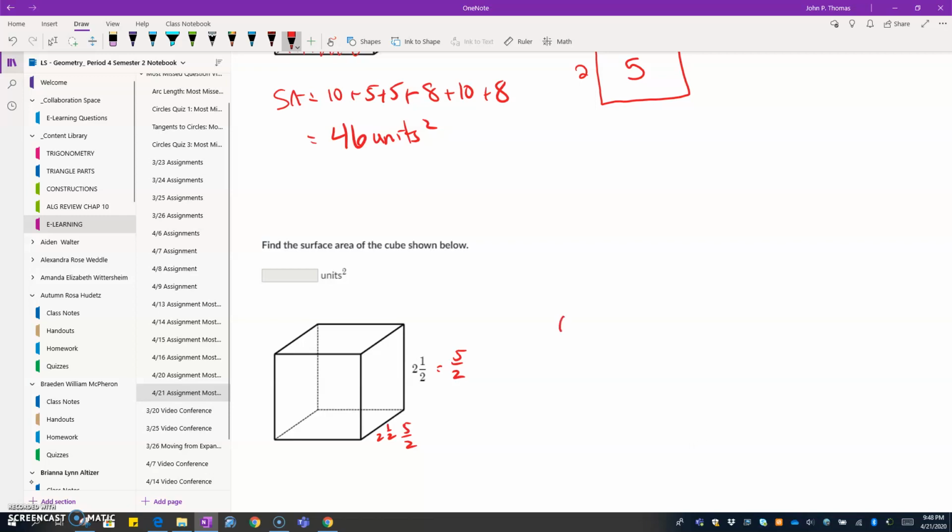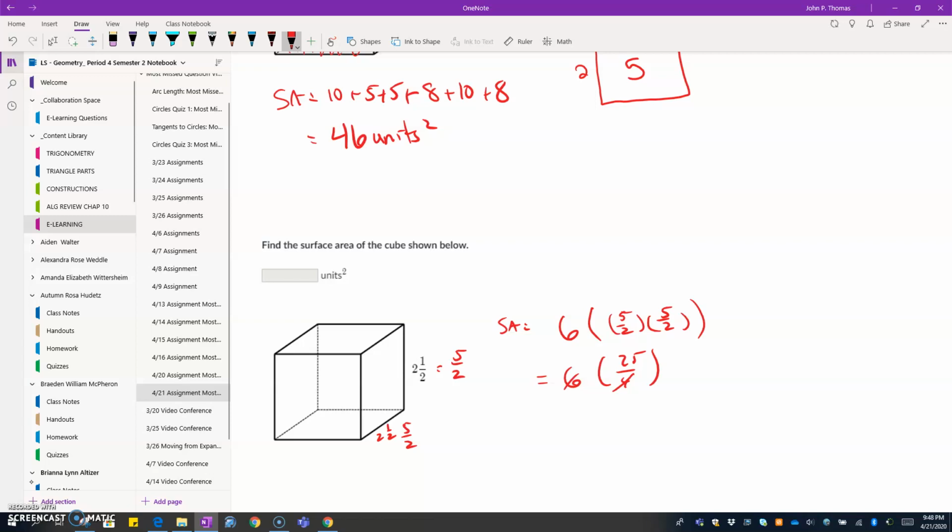So I'm just going to take 6 times the area of one side. And one side is going to be a square, so it's side times side or side squared. All right, so I have 6 of those. And it's going to be 5 halves times 5 halves. So I've got 6 times 25 fourths.